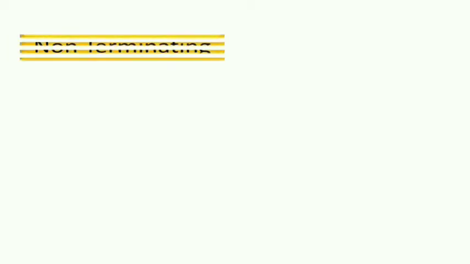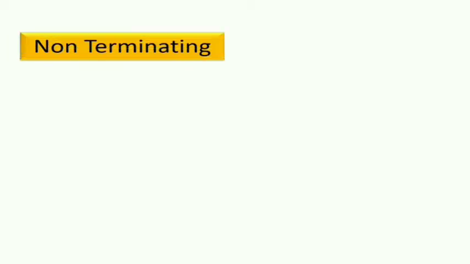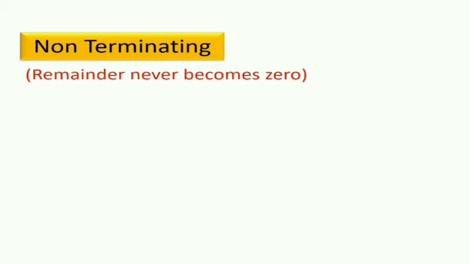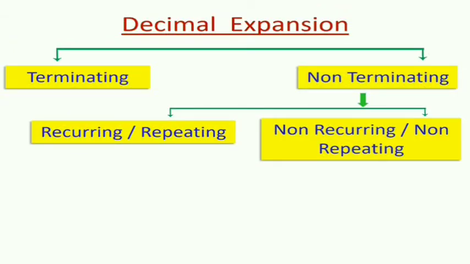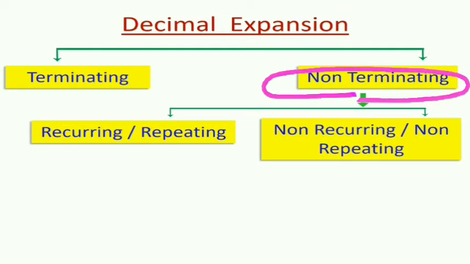Next one is non-terminating. Here the remainder never becomes 0, such as 1/3, that is 0.333 ... which does not end. Now non-terminating can be divided into two parts. First one is recurring or repeating decimal and second one is non-recurring or non-repeating decimal.